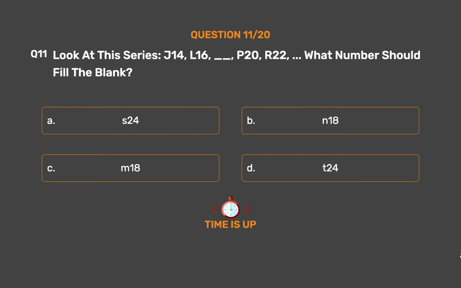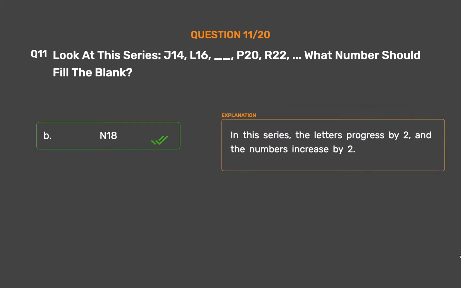The correct answer is option B, N18. In this series, the letters progress by 2 and the numbers increase by 2.